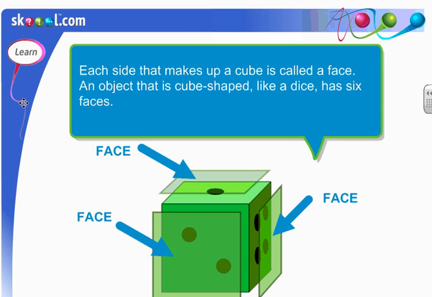Each side that makes up a cube is called a face. An object that is cube-shaped, like a dice, has 6 faces. So every flat surface of a three-dimensional shape is called a face. And we can classify our three-dimensional shapes by how many faces they have.